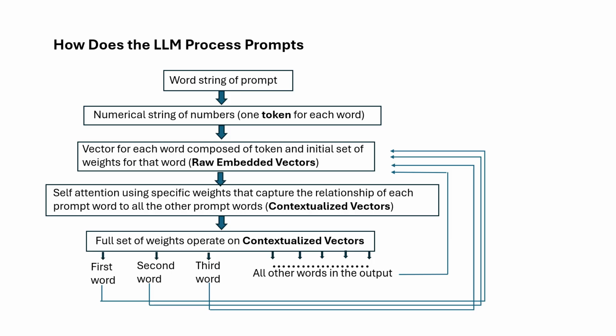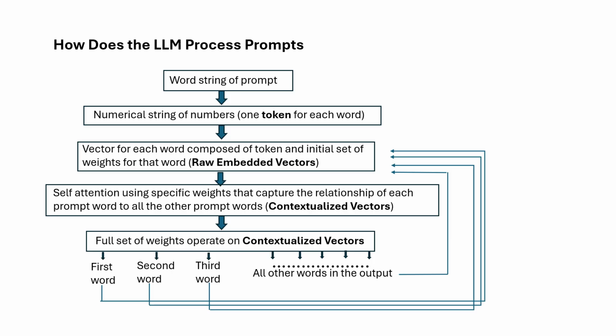We go into a self-attention layer where we look at the weights that capture the relationship of each prompt word to all the other prompt words. And now we then have the syntax of the prompt. That's called the contextualized vector. And then that is the one that's put into the full set of weights, the big brain of the LLM that turns and comes up with the first word based on all the fixed weights and biases that it's been trained on.